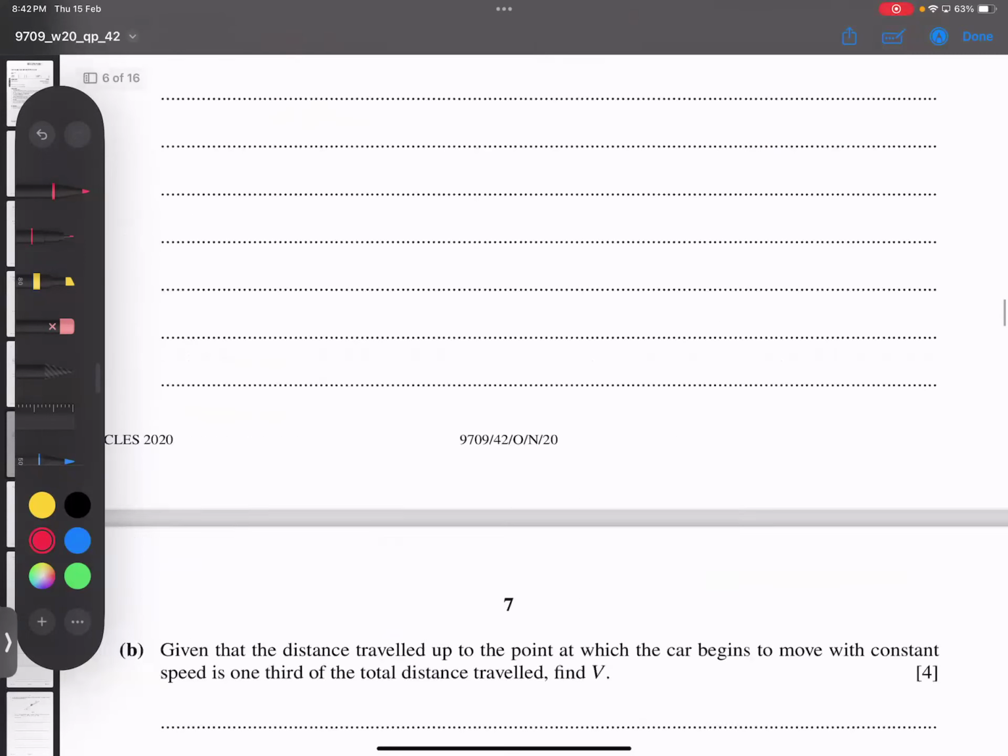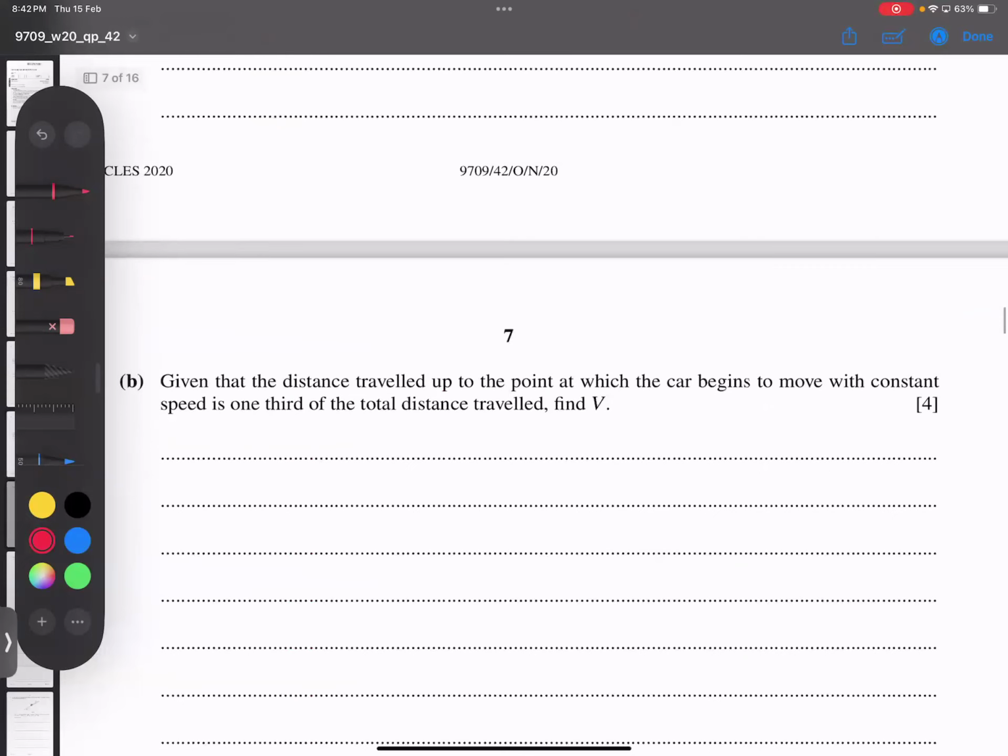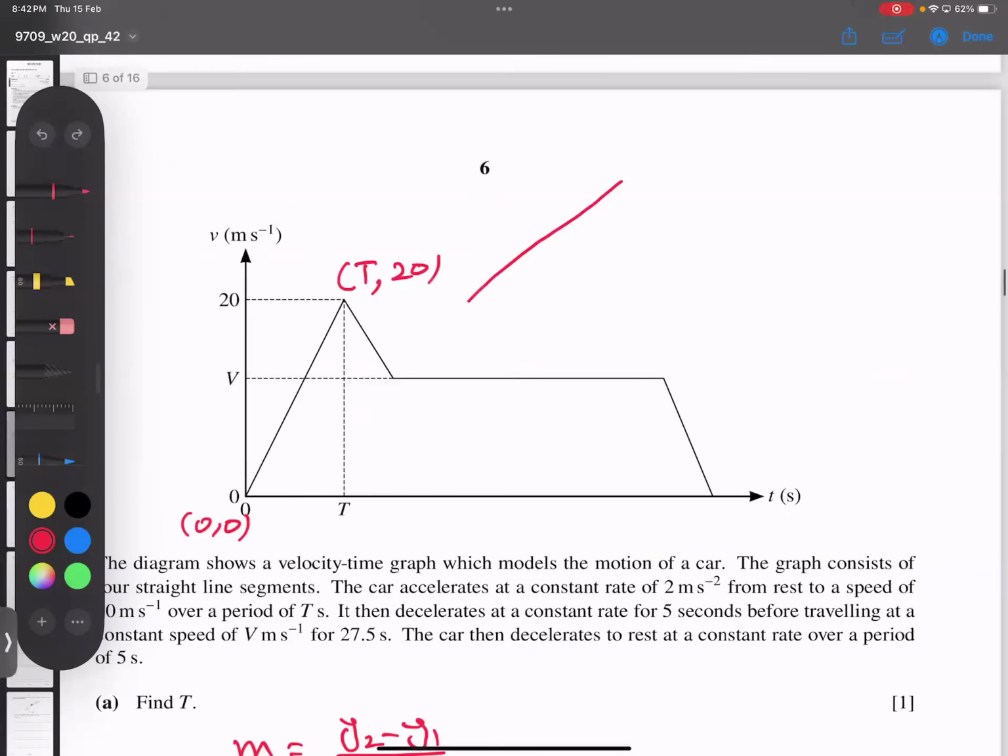Let's go to part number 2. This statement is very important, listen to me carefully: the distance traveled up to the point at which the car begins to move at constant speed. Which point is he talking about? This is the point where it begins to move with a constant speed.